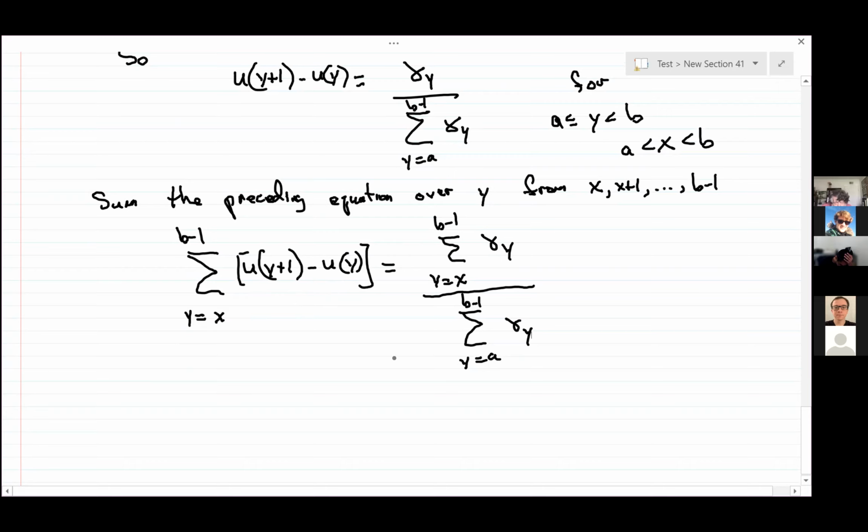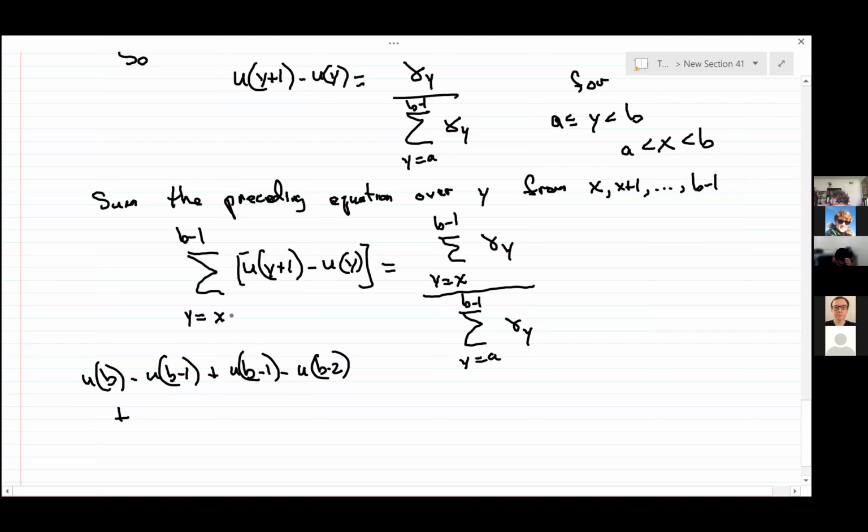If you work from the top down, when you put in b minus 1 in here, you get ub, and then you'll get ub minus 1. And if you put in b minus 2, looking from the top index down, you'll get u of b minus 1 minus u of b minus 2, and so on.